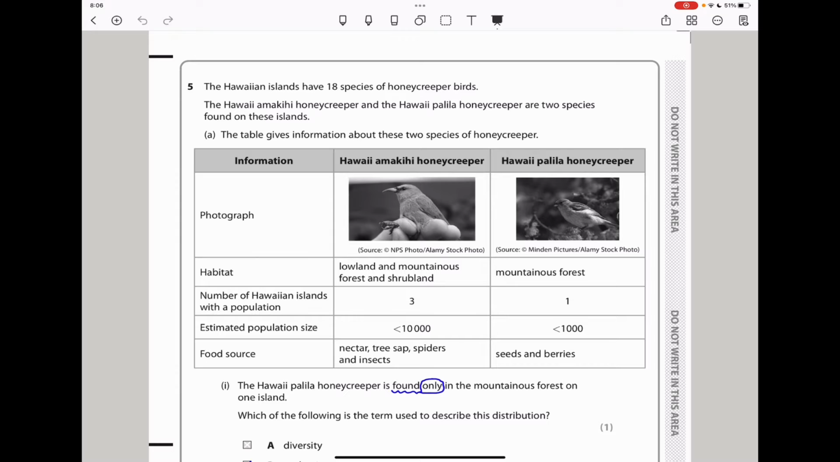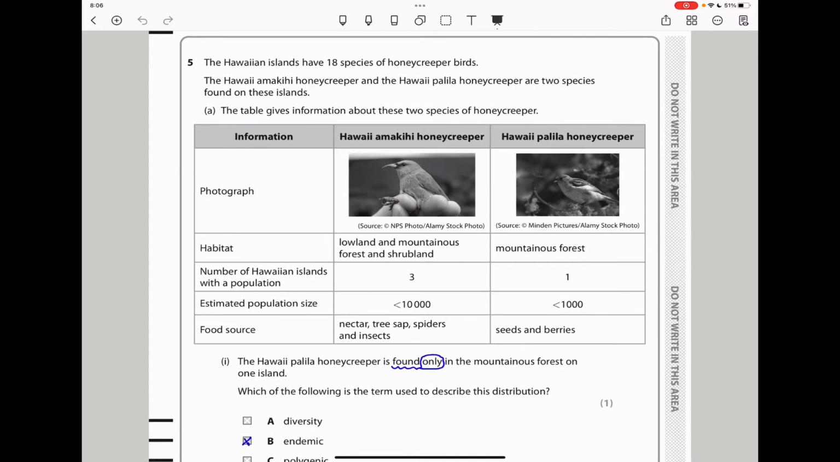They've told us about the habitats. This one here lives in lowland and mountainous forests and shrubland, while this one here lives in the mountainous areas. We can see that this one here has a sharp beak, while that has a very short beak. This one lives in more habitats than that one. And the population here is less than 10,000, while this is less than 1,000. So this one has a higher population than the other one.